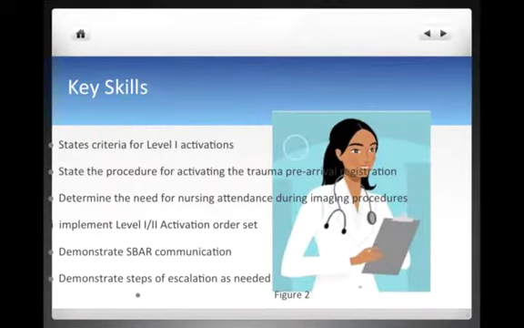Key skills. These are: the learner will be able to state the criteria for Level 1 activations, state the procedure for activating the trauma pre-arrival pre-registration, and determine the need for nursing attendance during imaging procedures, implement the Level 1/2 activation order set, and demonstrate SBAR communication. Finally, demonstrate the steps of escalation as needed.